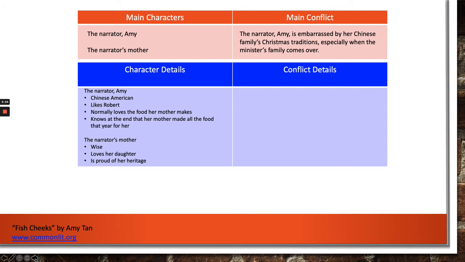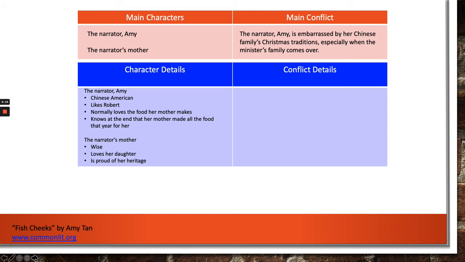The narrator, Amy, is Chinese American. She likes Robert, normally loves the food that her mother makes, and knows at the end that her mother made all the food that year for her. Now, what are some details about the mother? She's wise, she loves her daughter, and we know that she is proud of her heritage and wants her daughter, Amy, to also be proud of her Chinese heritage.